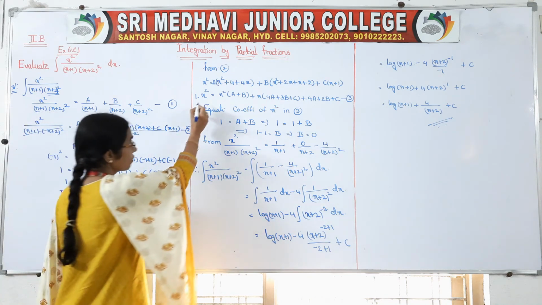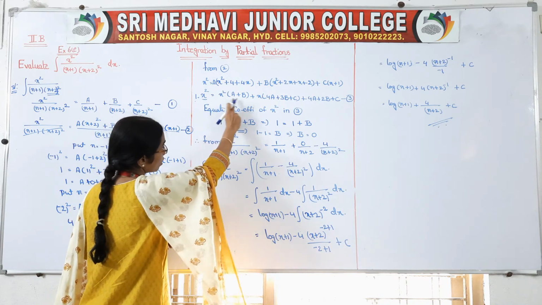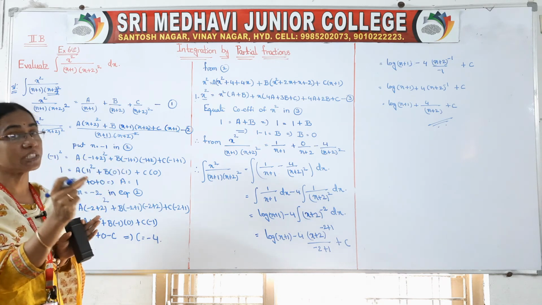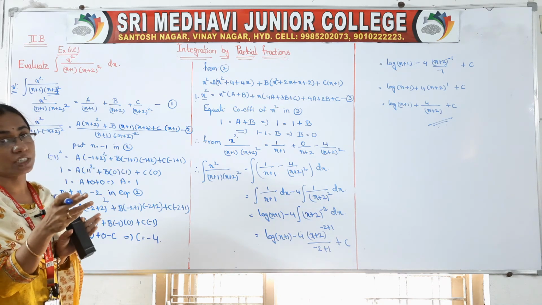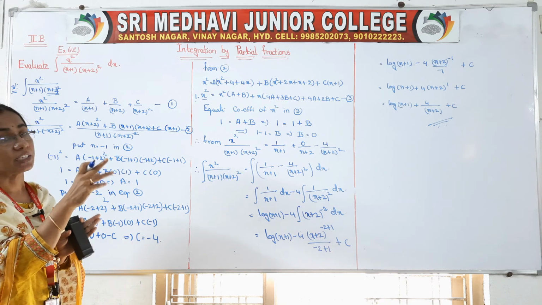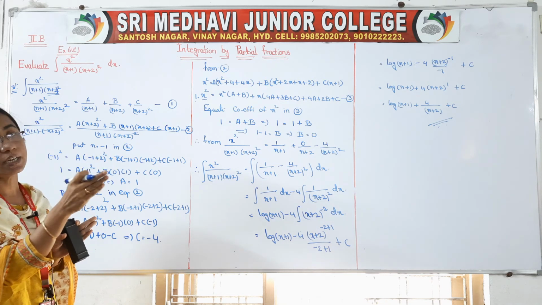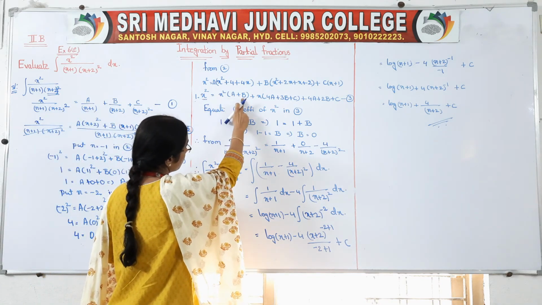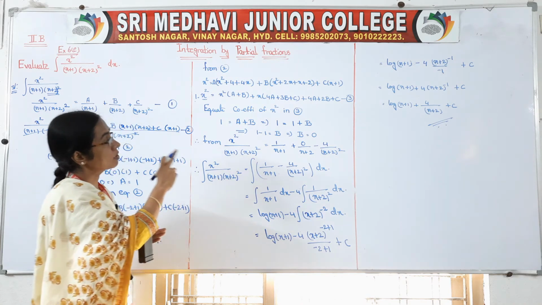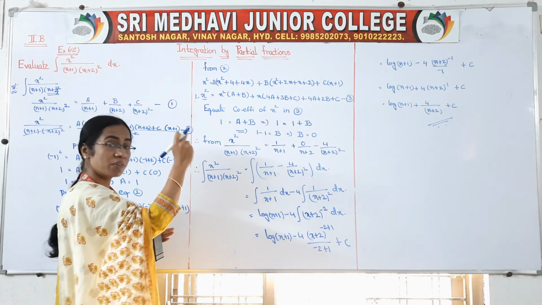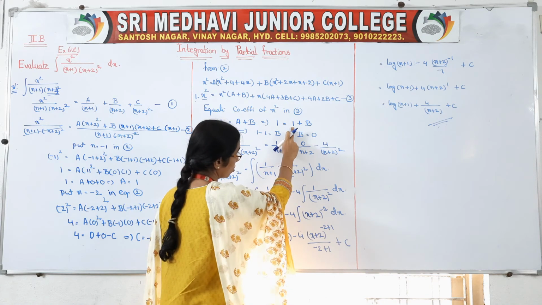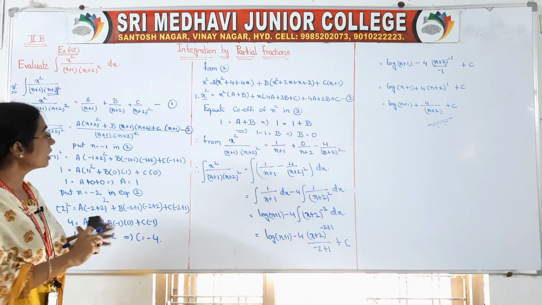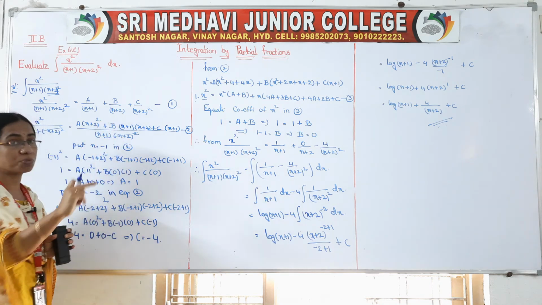Here your coefficient of x square is 1, and here your coefficient of x square is a plus b. Equate them. So equate the coefficients of x square on both sides. We got x square coefficient 1 and x square coefficient a plus b, so a plus b is equal to 1. We already got the a value, so substituting a is equal to 1, b is equal to 1 minus 1, which is 0. Once we have a, b, c, we substitute them in the first equation.